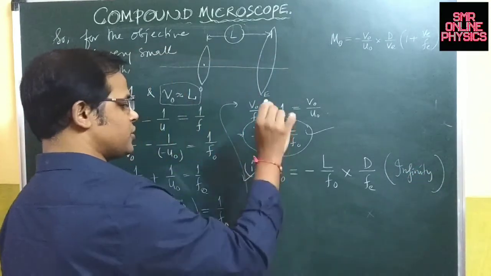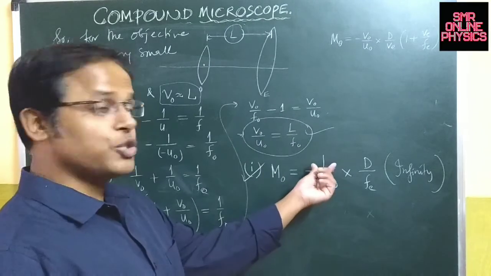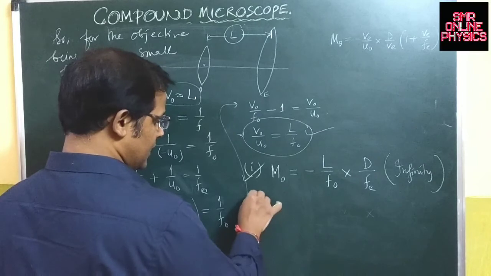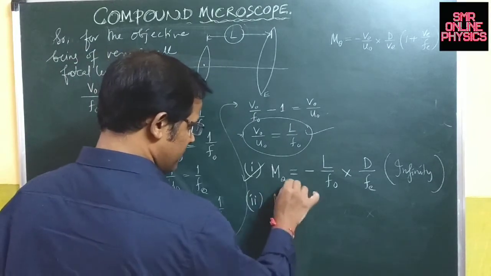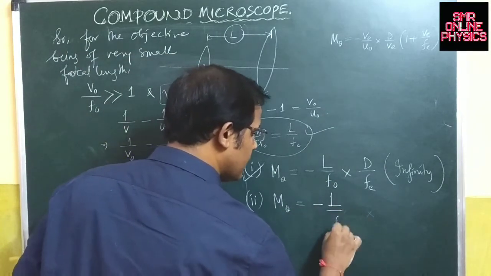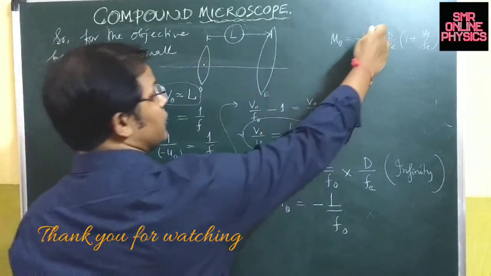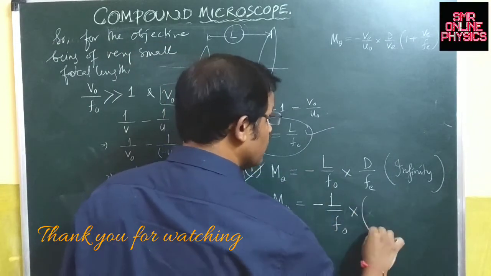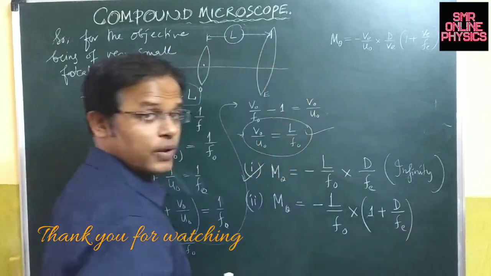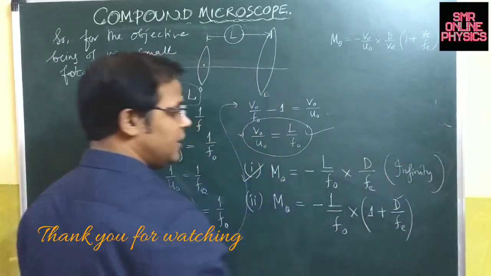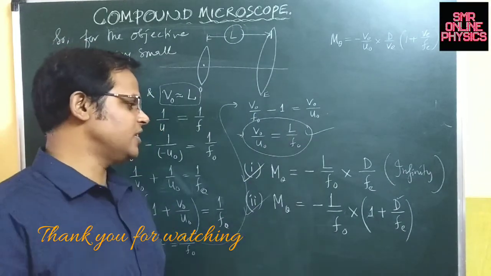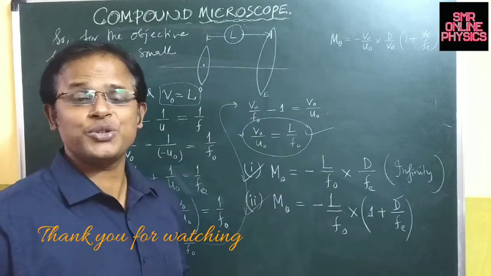So this is another beautiful expression in terms of the distance between the two lenses of a compound microscope. On the other hand, number 2, M theta can be written as the same thing, minus L by F naught into 1 plus D by Fe. This was true when the image forms at the near point of the human eye. So those are two expressions in terms of length, that is the distance between the two lenses.